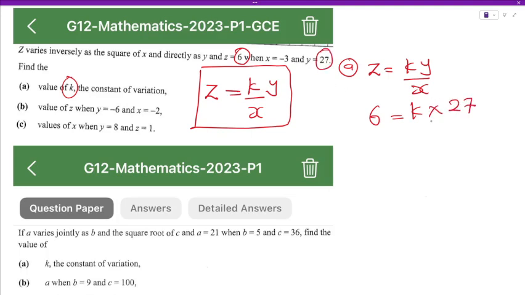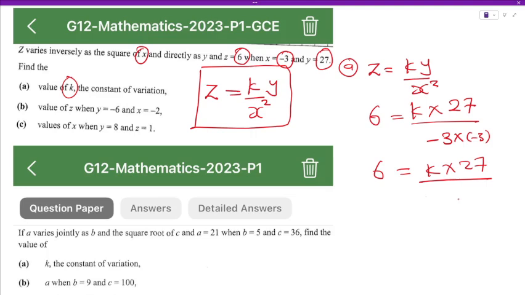So I have 27 there over x squared, and x is given as negative 3. So negative 3 squared. What does this mean? This means negative 3 times negative 3, meaning it's going to be 6 is equal to k times 27, everything over, what is negative 3 times negative 3? Positive 9. Meaning 6 is going to be equal to, 9 goes into 27 three times.